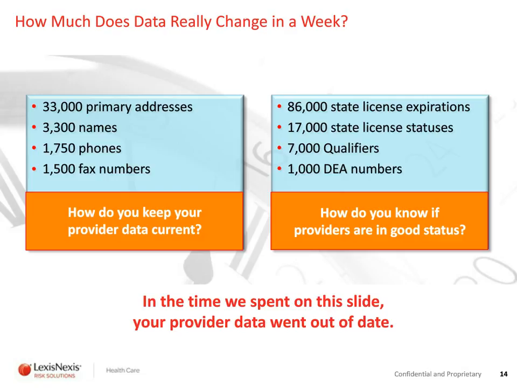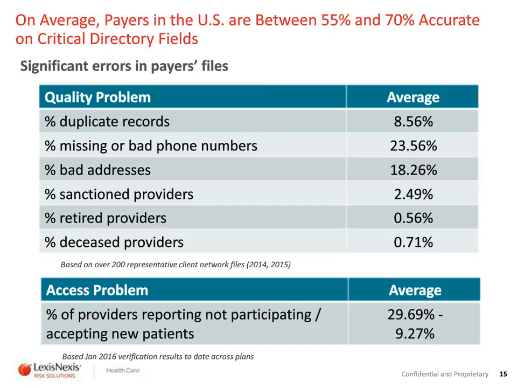So while the requirements speak of monthly, quarterly, or annual verifications, the universe that we're trying to protect is very dynamic, and in the time we spent on the slide, provider data has gone out of date within your file. So what does that mean for the average health plan? And where does the industry sit today? On average, payers in the U.S. are between 55 and 70% accurate on the critical directory fields outlined in these regulations.